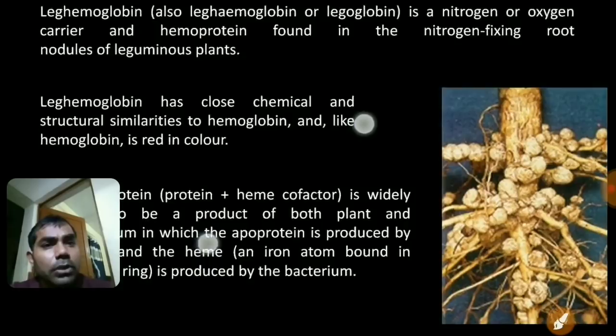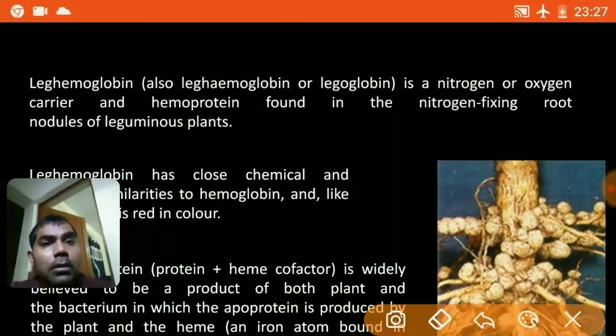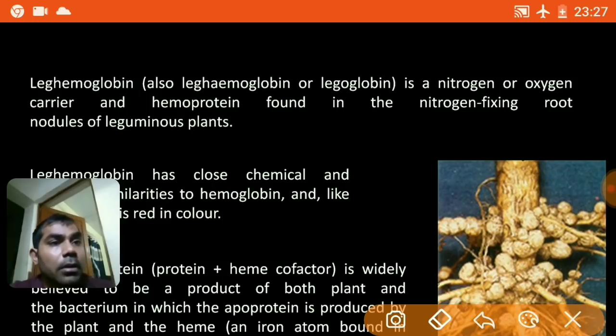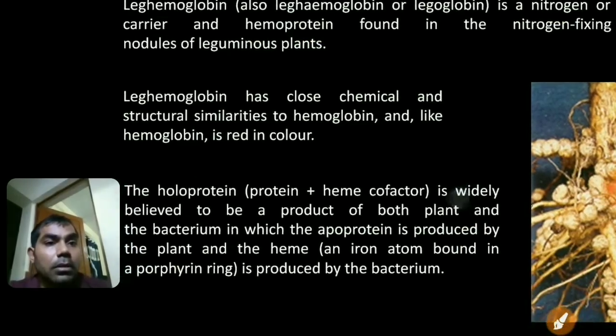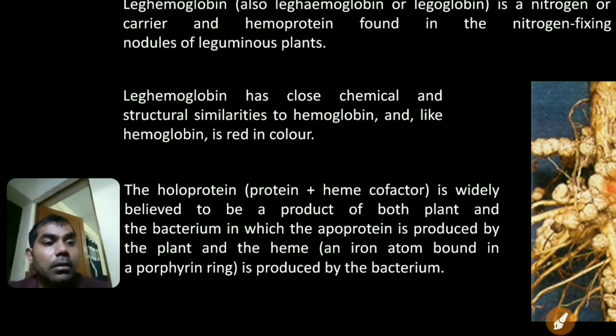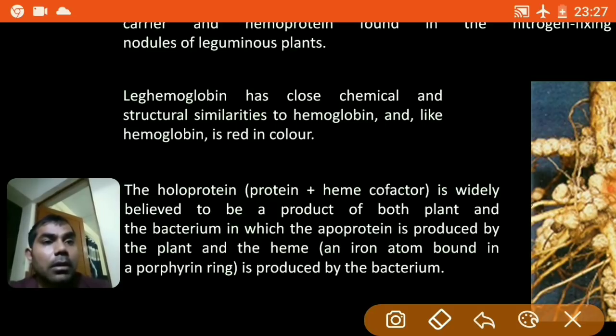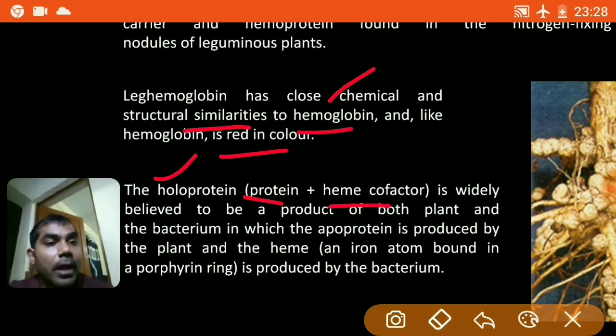So here is some explanation about leghemoglobin. Leghemoglobin is an oxygen carrier and hemoprotein found in the nitrogen fixing root nodule of leguminous plants. Leghemoglobin has very close chemical and structural similarities to the hemoglobin that is in our body, or in a mammal's body, and that looks red in color. Hemoglobin is also called a holoprotein. It means protein plus heme, and heme means iron.